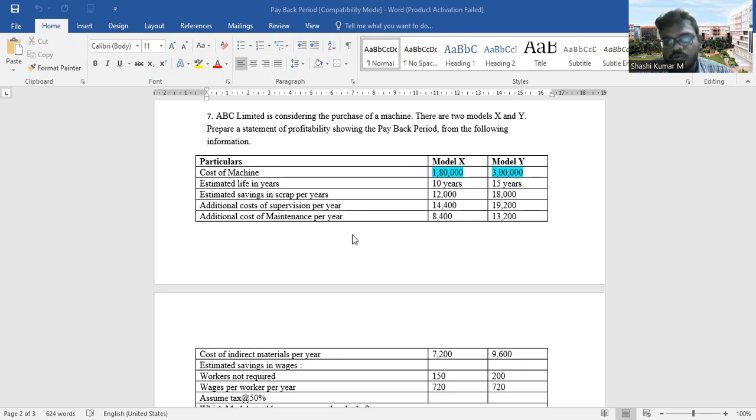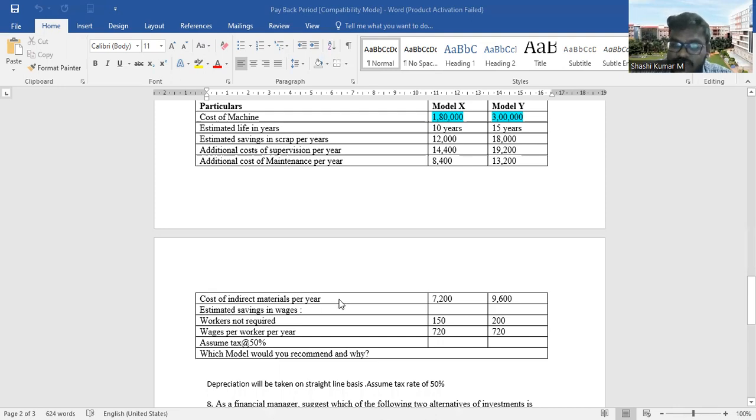In that case, the formula for calculating payback period is original investment divided by cash inflow after tax before depreciation. Let us find out the cash inflow in the particular year. They have given information about the cost of project, model X and model Y, the estimated life, and estimated savings in scrap, 12,000 and 8,000, the additional cost of supervision per year, the cost of indirect material, and an estimated savings of 150.